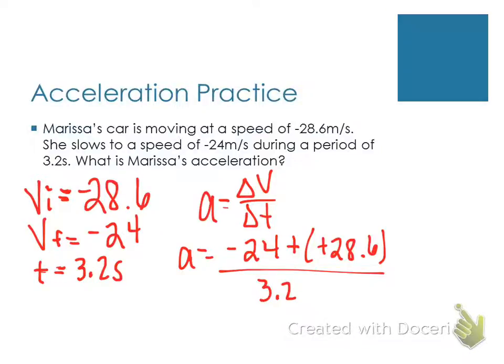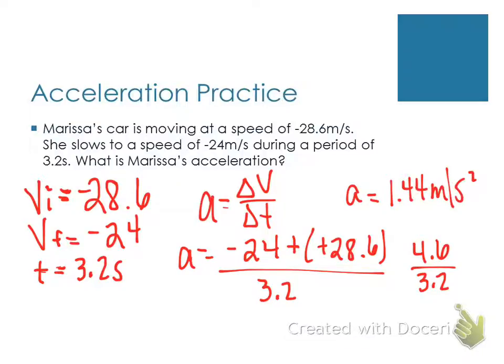Tell me one more time. Is that the final answer, or just the addition part? Oh, sorry. 4.6, thank you, divided by 3.2. Gives me an acceleration equal to 1.44. Great, 1.44 meters per second squared.